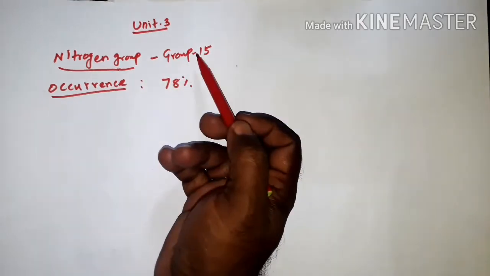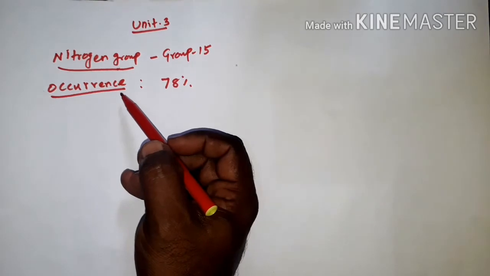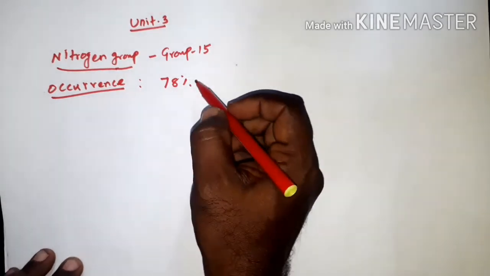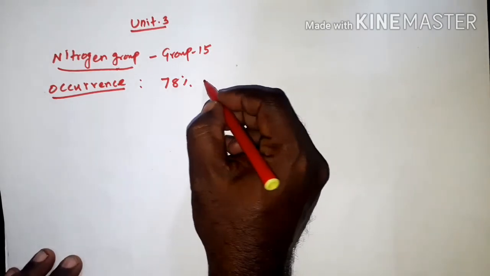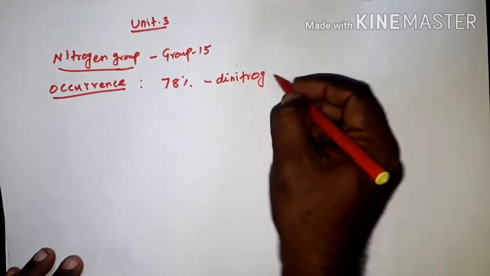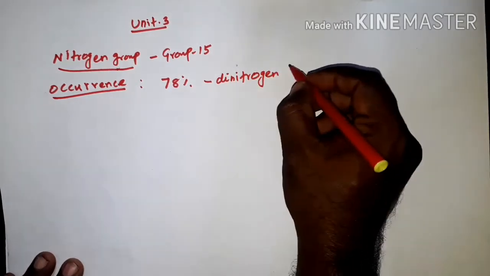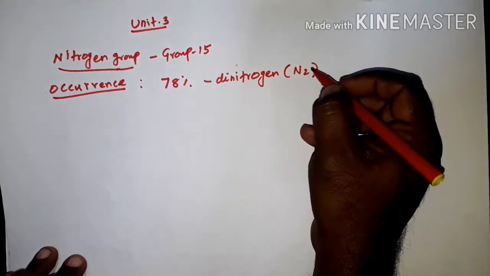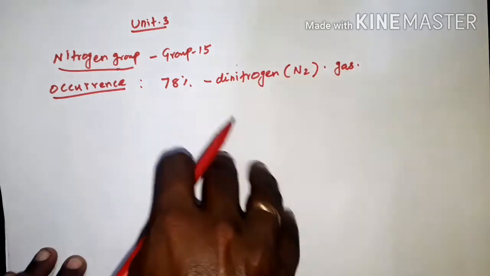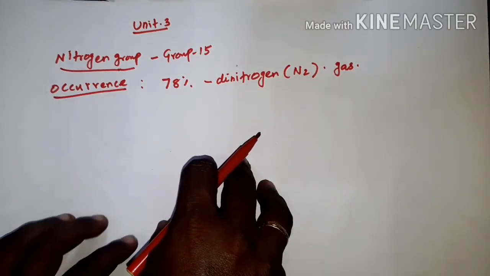Nitrogen is present in group 15. First of all we will see the occurrence of nitrogen. About 78% of the Earth's atmosphere contains dinitrogen. Di means 2, so 2 nitrogen atoms, so we write N2. Nitrogen is a gas. You know very well about nitrogen. It is also present in the earth crust.